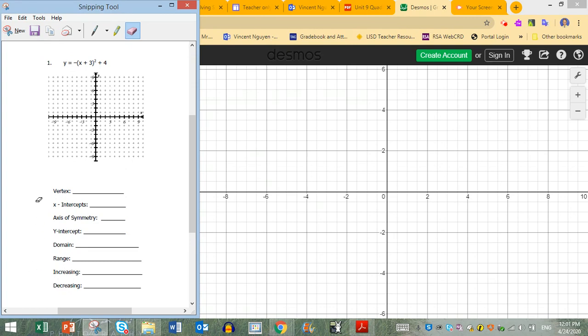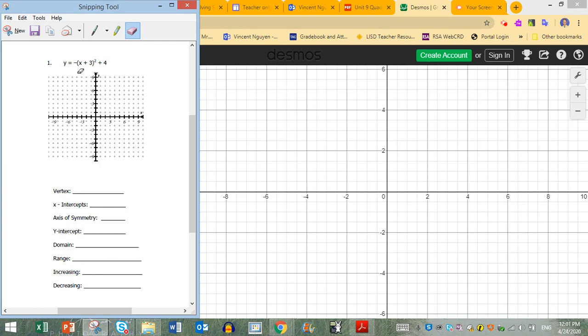So here we have an example of an equation that says y equals negative (x plus 3) squared plus 4. We're supposed to graph this and find the vertex, the x-intercept, the axis of symmetry, the y-intercept, the domain, the range, where it's increasing and where it's decreasing, right? So let's take a look at this.